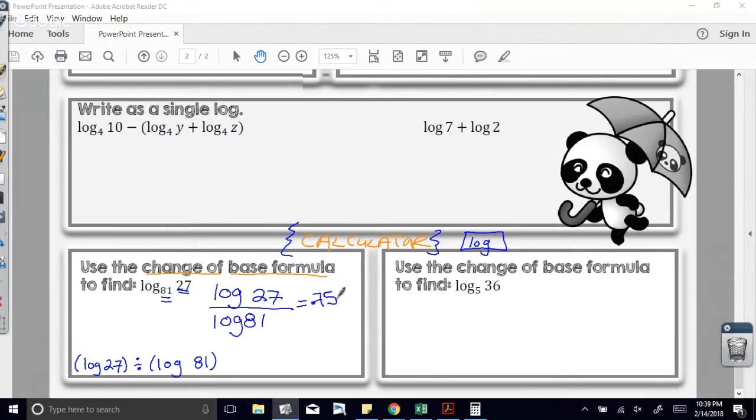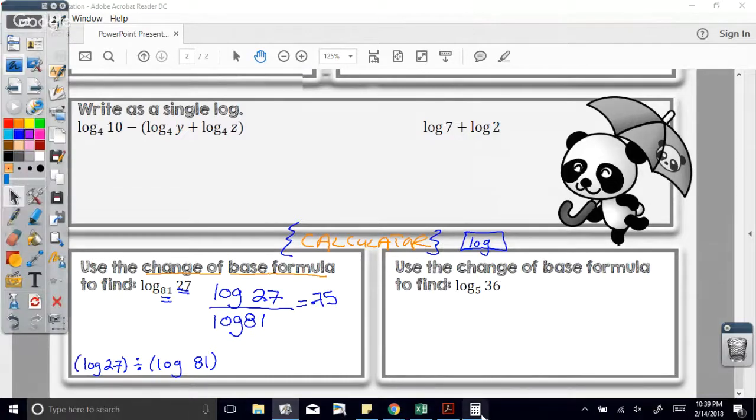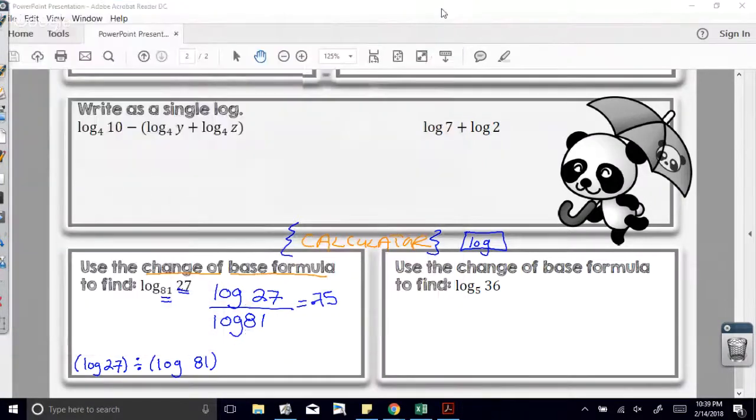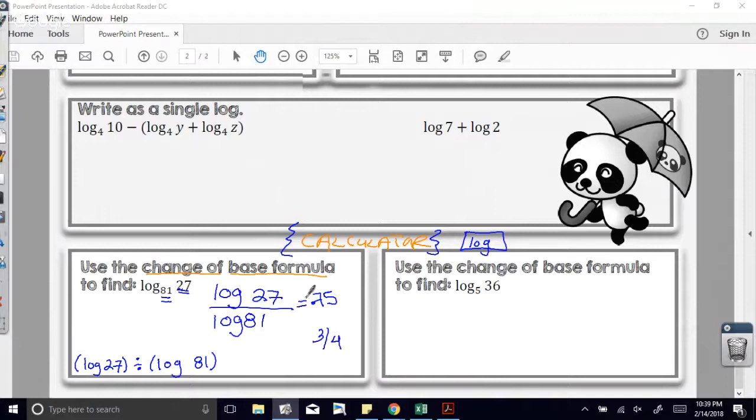okay, 0.75. If it doesn't accept that answer, then we're going to give our answer as a fraction. We know that 0.75 is equivalent to 3/4. So either you can do 0.75, 75 hundredths, or you can do 3/4, depending on what it wants.